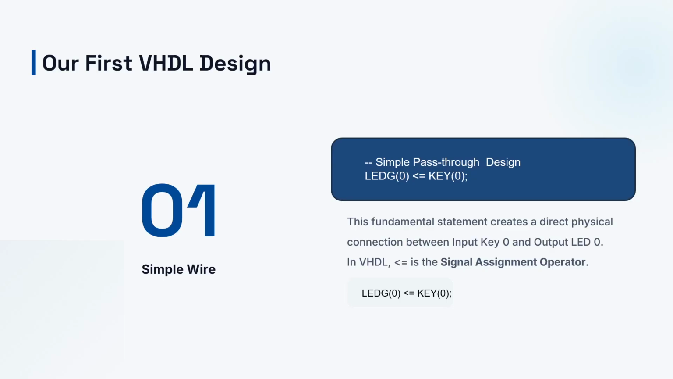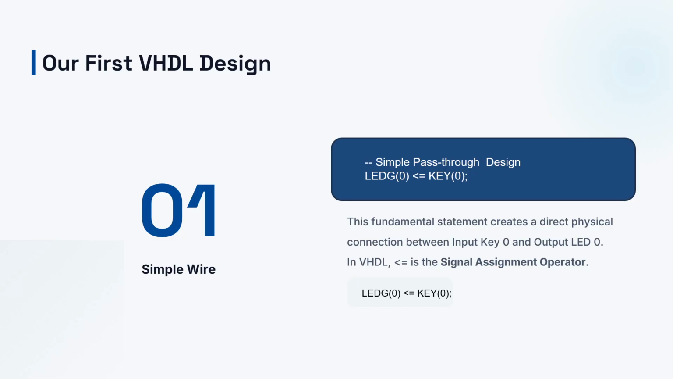If we look at the statement LEDG0 followed by the less than and equal sign and then key 0. In software, this looks like a variable assignment, but in VHDL, that symbol is the signal assignment operator. Think of this less like a line of execution and more like soldering a physical wire between button 0 and LED 0. If you hold down button 0, the voltage state instantly propagates to LED 0.